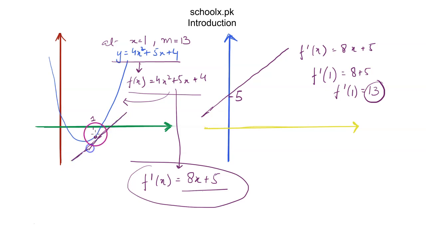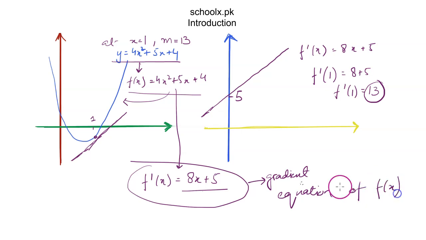I hope you understand what I mean by the derivative of a function giving you the gradient equation of that function. This is the gradient equation of f(x). So if you put 2 in the place of x, you'll get the gradient of this curve at x = 2. If you put 3 in this, you'll get the gradient of this curve at x = 3. Same goes for x = 5, 6, 7, 8, 9, 10.